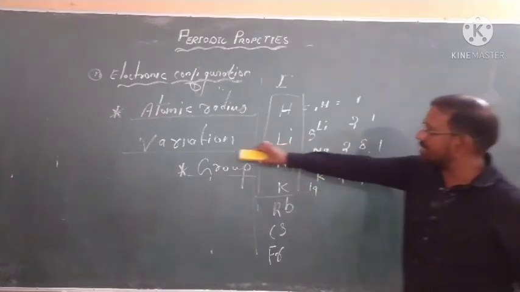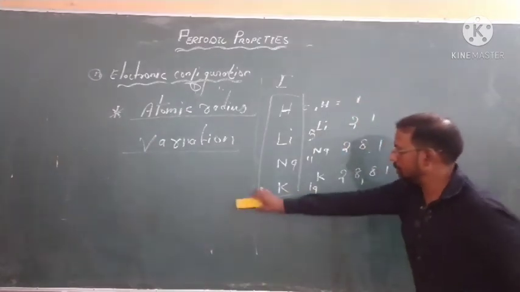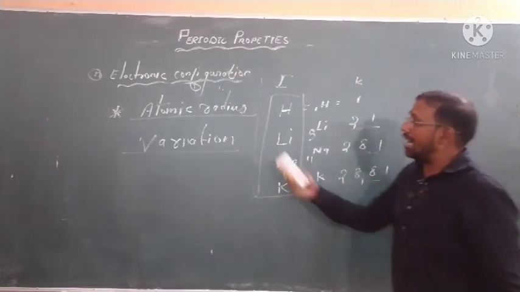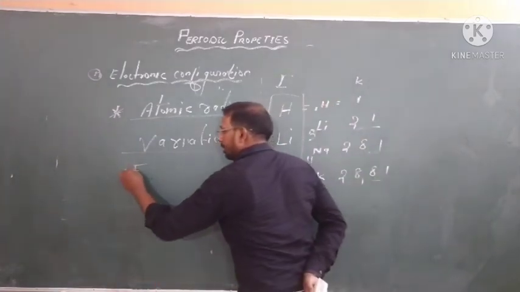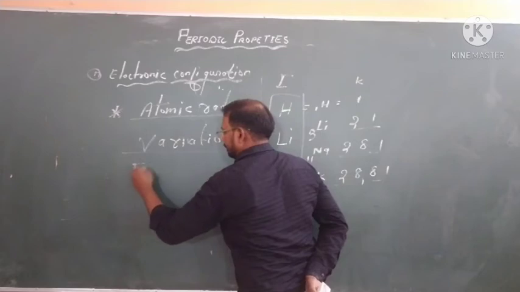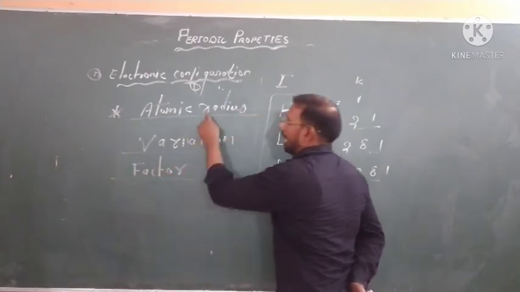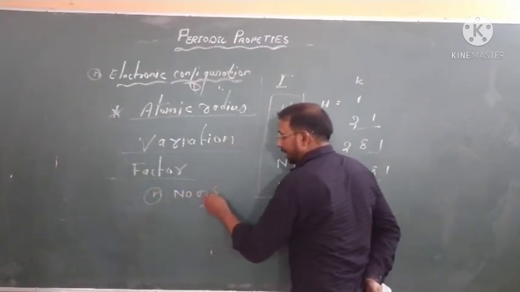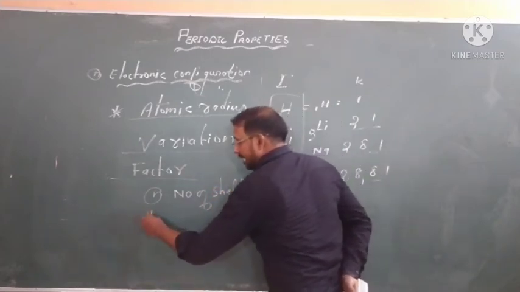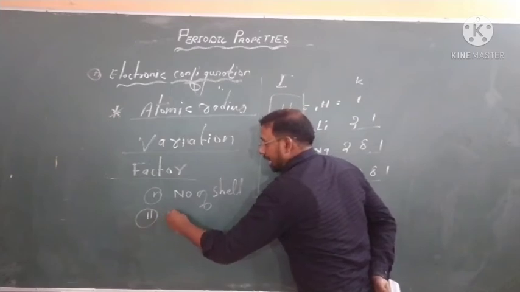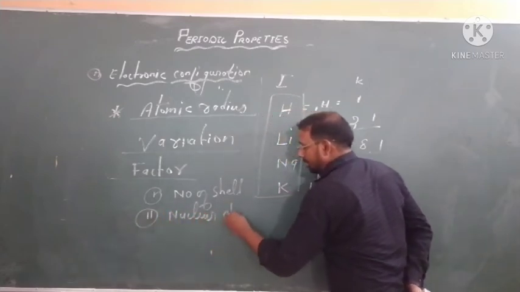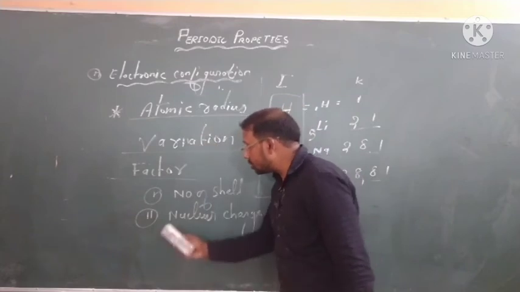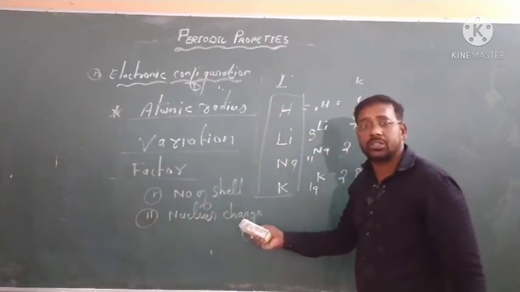Now one thing you can see here: it has only one shell, the K shell, then 2 shells, 3 shells, 4 shells. So, the factors on which atomic radius depends: the first factor is the number of shells, and the second one is nuclear charge. Yes, my dear students, it is very important. The atomic radius depends on two factors, number of shells and nuclear charge.